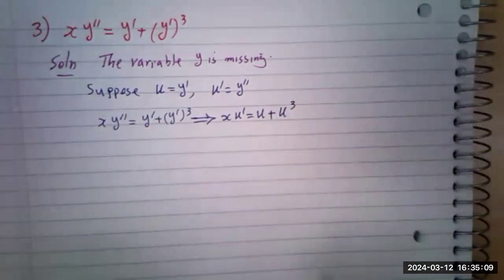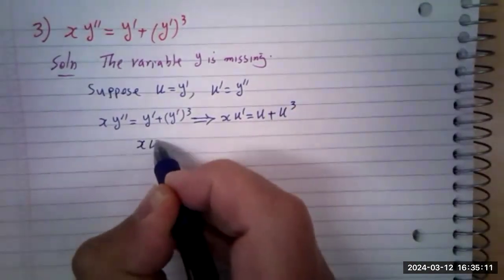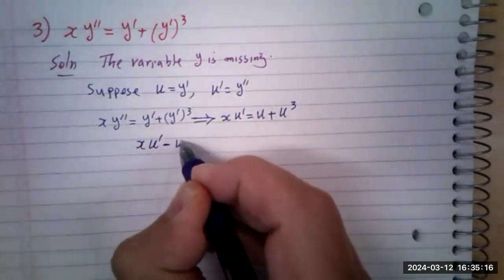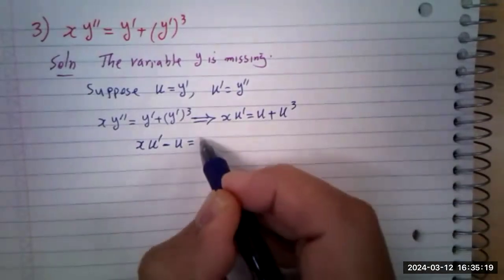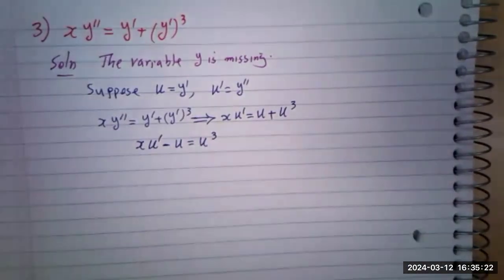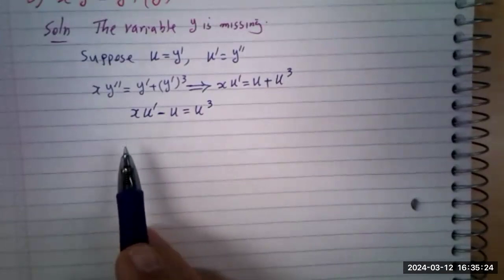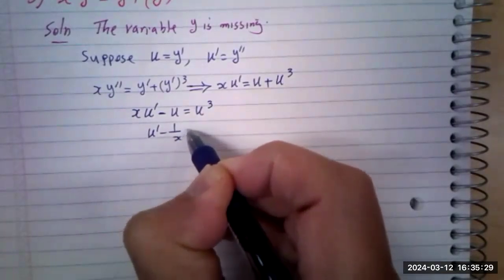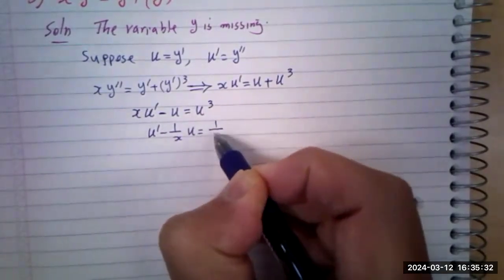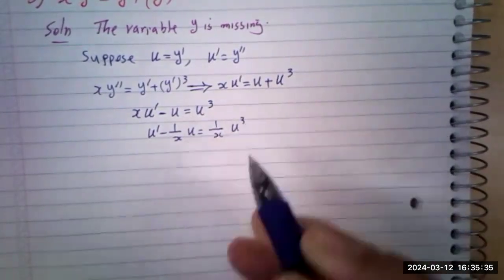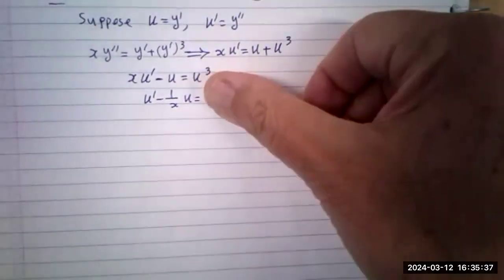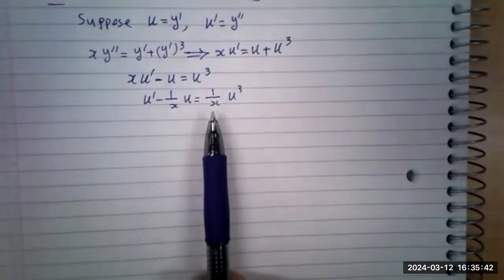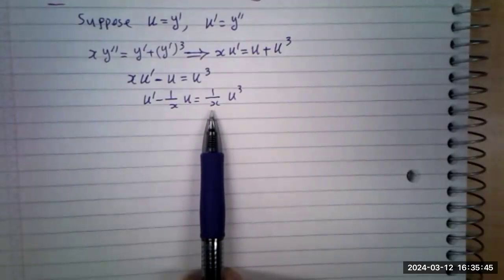If you move it to one side, that gives you x u prime minus u, and on the other side you have u cubed. You can even divide by x. Dividing by x gives u prime minus 1 over x times u, equals 1 over x times u cubed. See this one? This is linear, but to be linear, on the other side you should have only q of x.